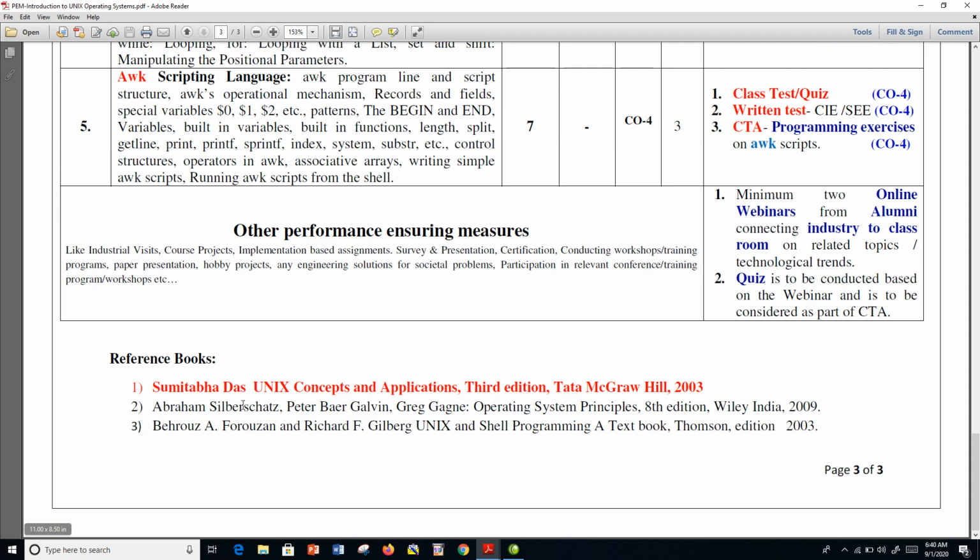So, Sumitaba, Unix Concepts and Applications from Tata McGraw Hill. This is the most important book. The second one is Galvin, another book which is useful for operating systems in the fourth semester. So buy these two books.